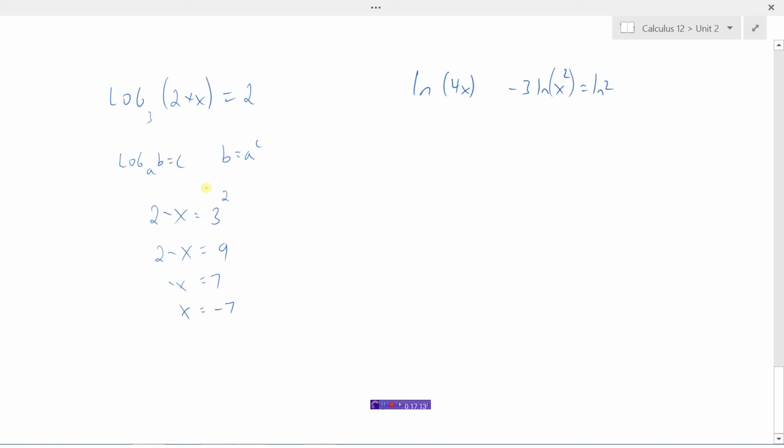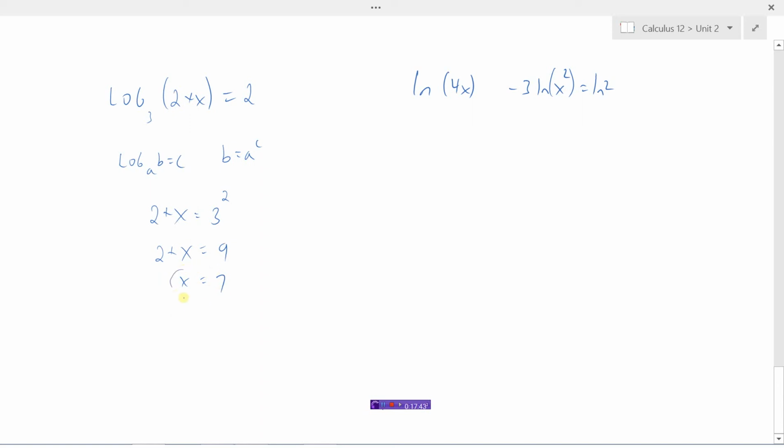Oh, so I did something wrong here. It's like something's not right. That's because I wrote the question down wrong. Let's try that again. Log base a of b equals c, b equals a to the power of c. So it's 2 plus x I had. So 2 plus x equals 3 squared. 2 plus x equals 9. And now I'll just minus 2 from both sides to get x equals 7. So the solution to this equation is x equals 7.